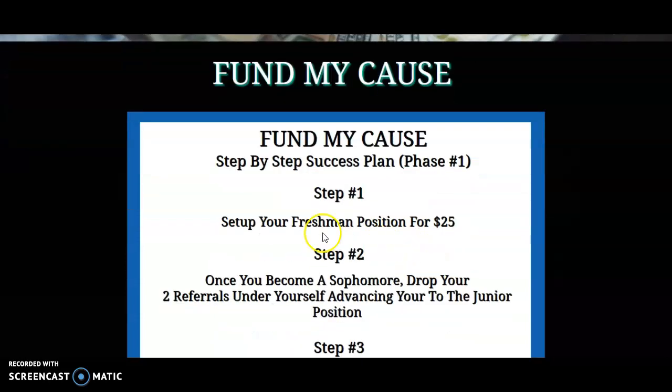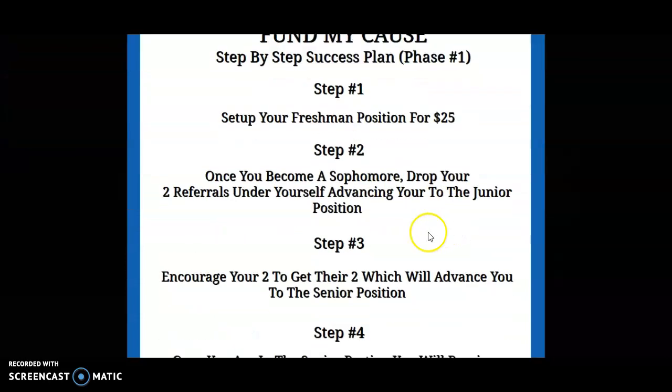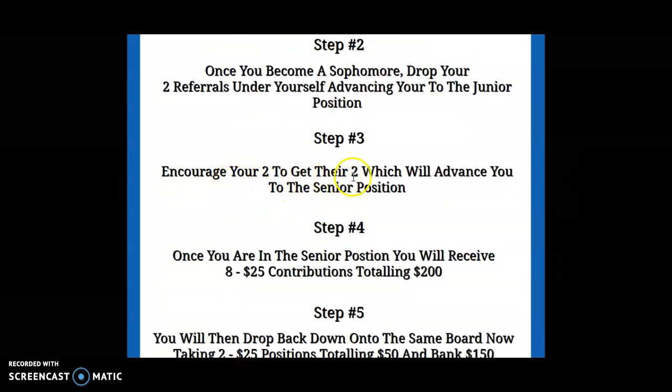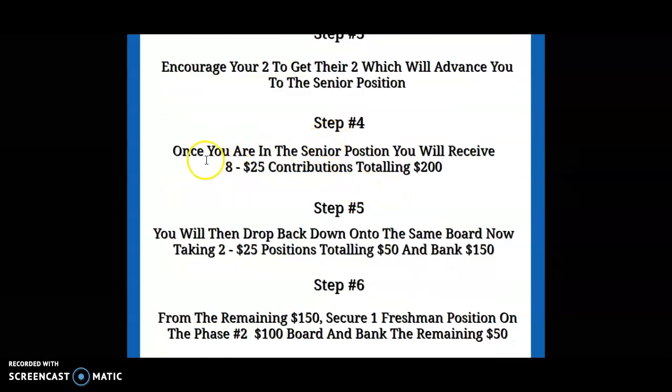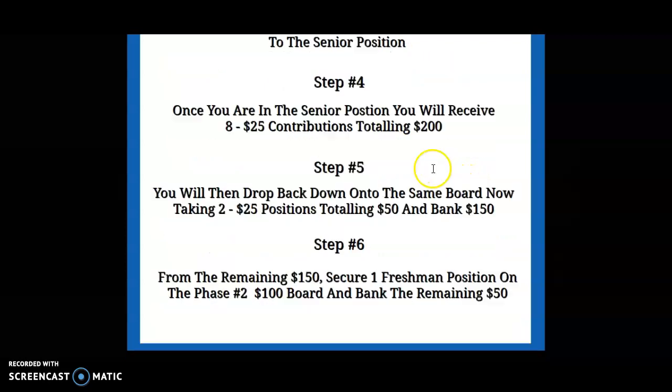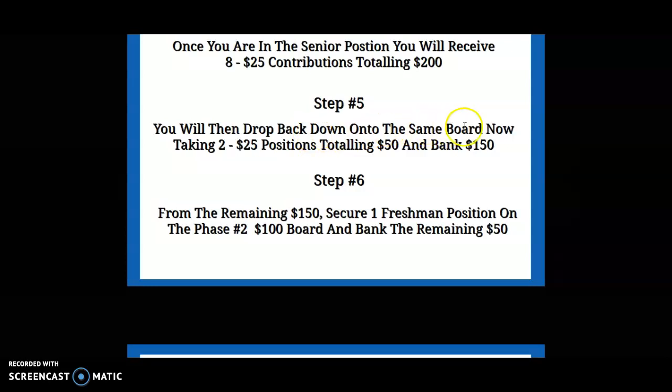Once again, step number 1, set up your freshman position for 25. Step number 2, once you become a sophomore, drop your 2 referrals under yourself, advance into that junior position. Step number 3, encourage your 2 to get there too, which will advance you to that senior position. Step number 4, once you are in the senior position, you will receive 8 $25 contributions totaling $200, guys. You will then drop back down onto that same exact board that you just advanced upon, taking 2 $25 positions totaling 50, banking 150 for yourself.